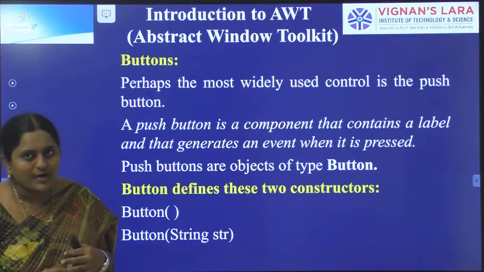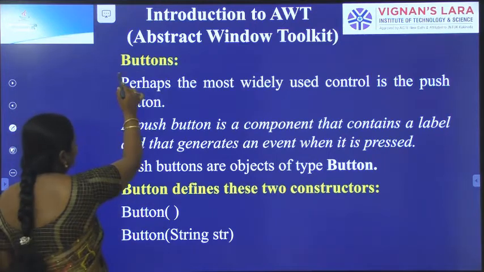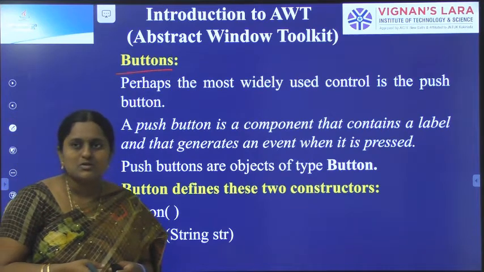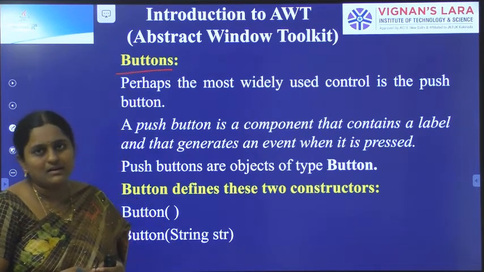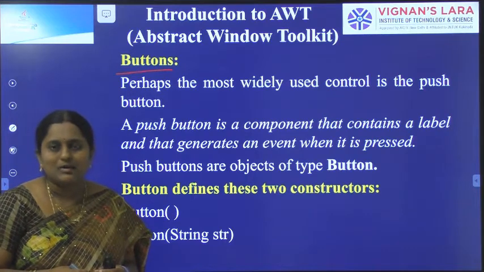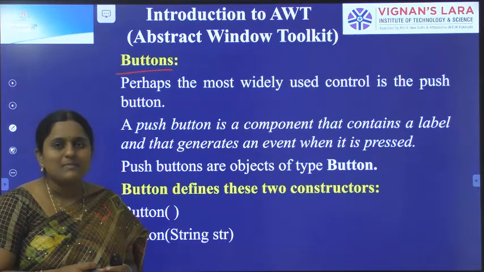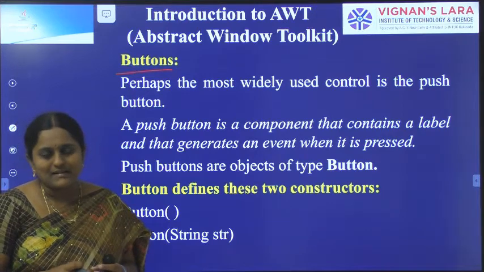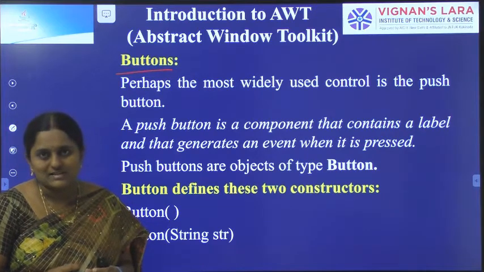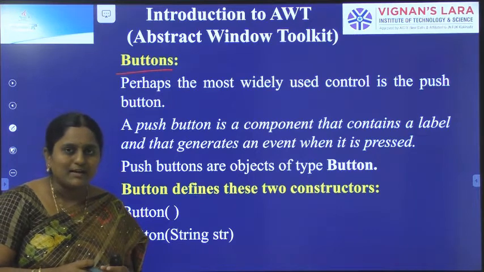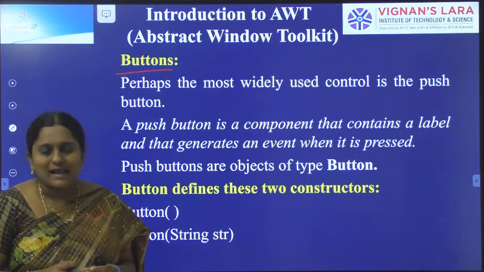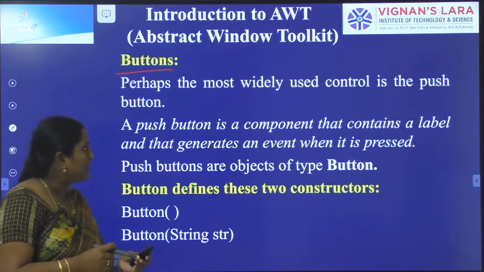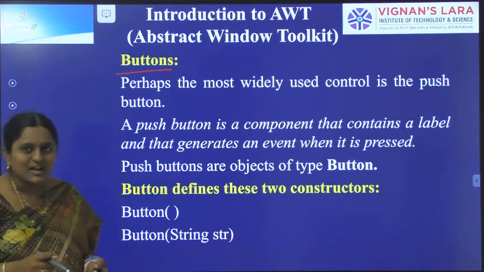So button is a GUI component. It is a class. That class is present in which package? AWT package. In order to create a button, it is highly recommended to import the AWT package, because button is a GUI component. In Java, component is a class. Suppose we have to create an object of button, so it is highly recommended to import the AWT package. Button is a class. That class is present in the AWT package. AWT stands for Abstract Window Toolkit.